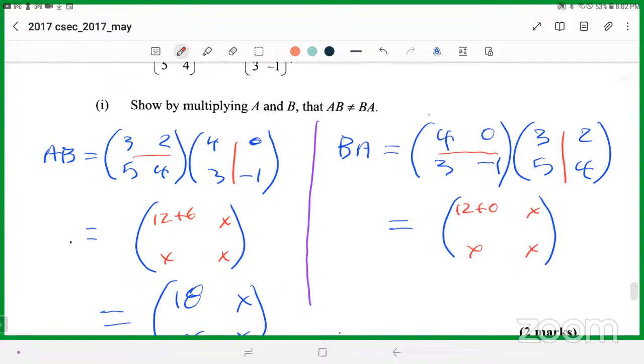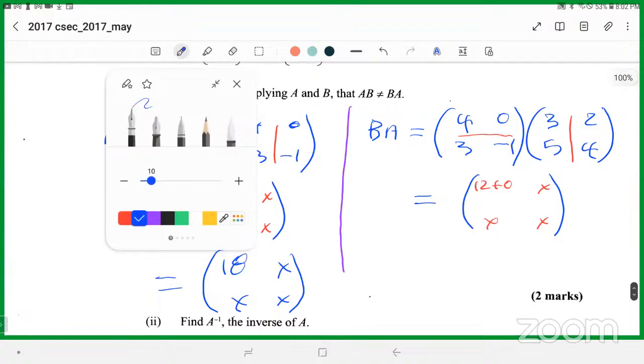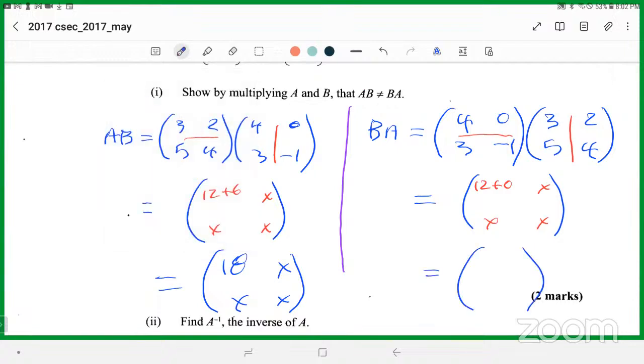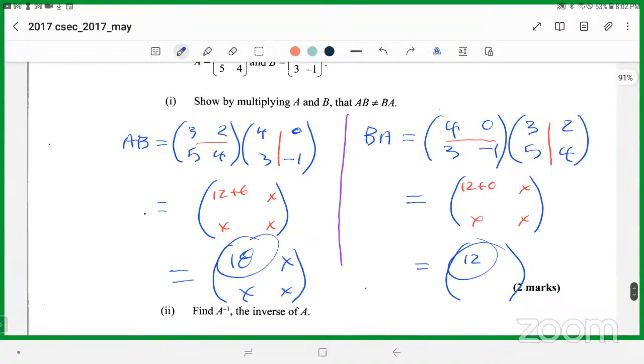So technically they're not equal already, you know. Because this is 12. Right? So this and this not equal. So even without me working out the rest of them, I have already shown that they're not equal.